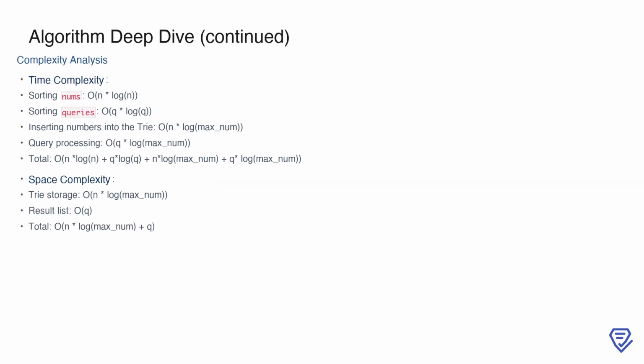Now let's analyze the complexity of this optimized solution. For time complexity, sorting nums takes O(n log n), and sorting queries takes O(q log q), where n is the size of nums and q is the number of queries. Inserting numbers into the tree requires O(n log max_number), where max_number is the largest number in nums, since each number is represented in binary. Query processing also takes O(q log max_number), as we traverse the tree to compute XOR values.